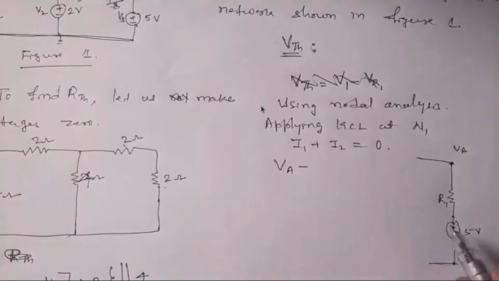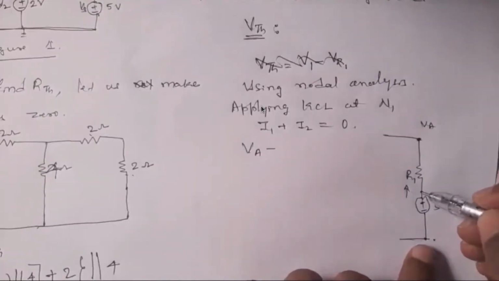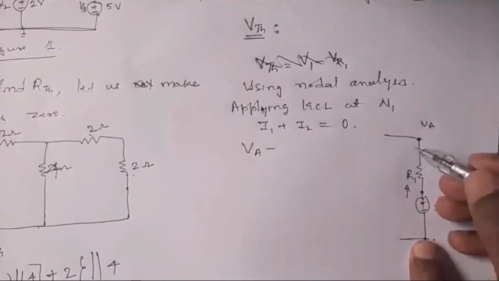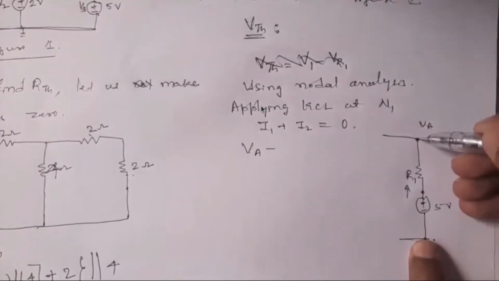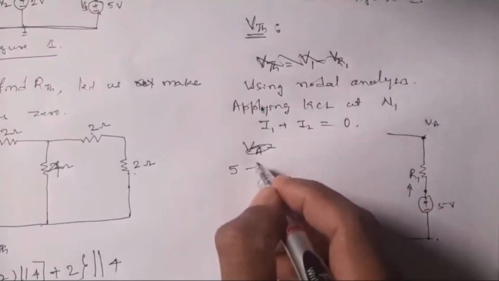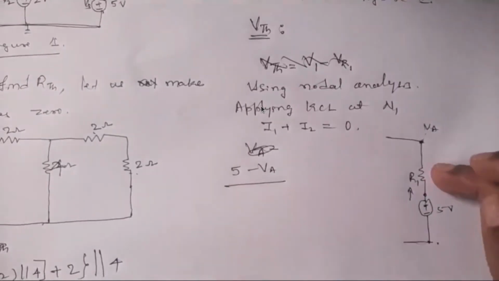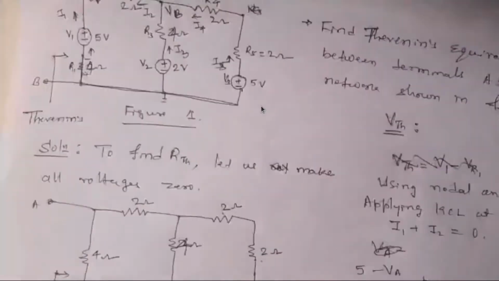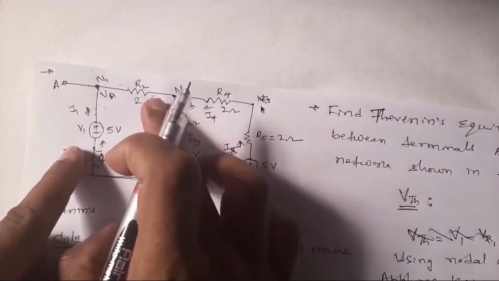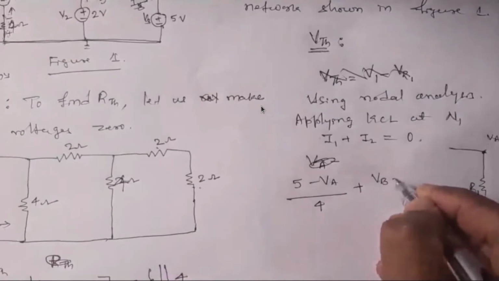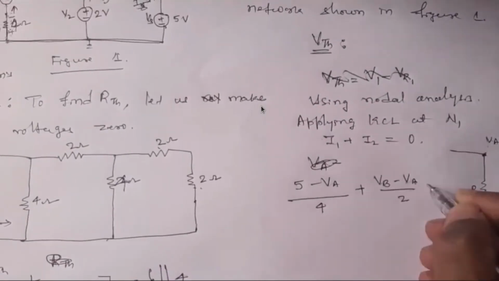Look at this. The current is flowing in this direction. The voltage between these 2 points is 5. Because current is flowing in this direction, I1 is 5 minus VA divided by the resistance R1, which is 4, plus I2. If you consider the current is flowing in this direction, here it is VB minus VA divided by 2. VB minus VA divided by 2 equals 0.